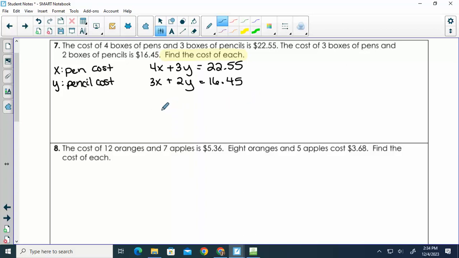If I want to do elimination, what would you guys do? We have to pick. We multiply the top one by 2. We get 8x plus 6y equals 22.55 times 2. And then we want to cancel the y, we need this one to be a negative 3.